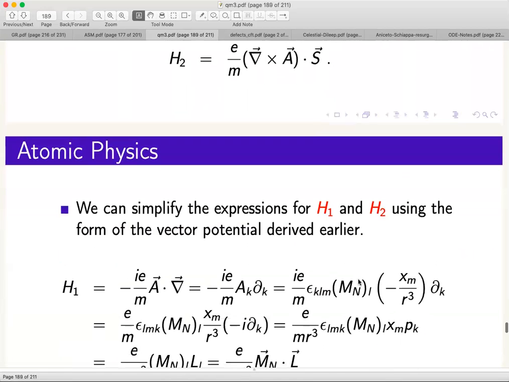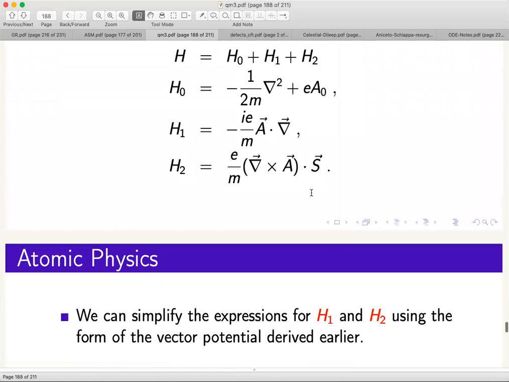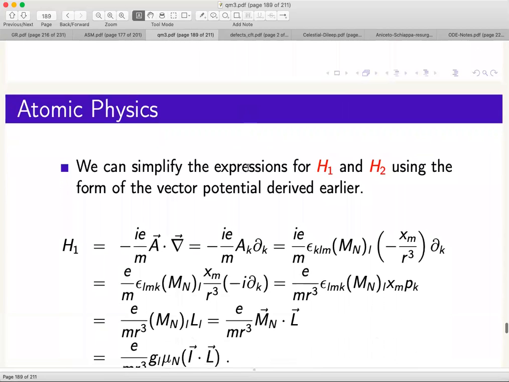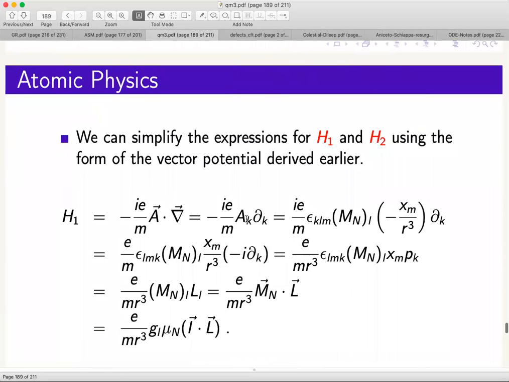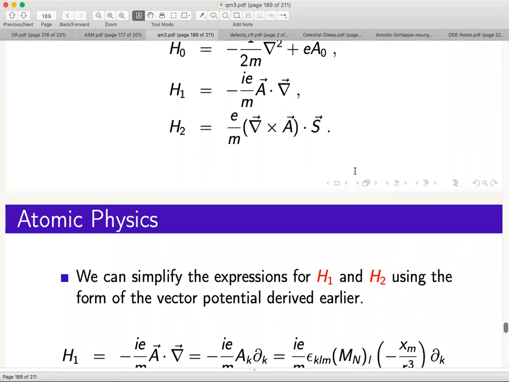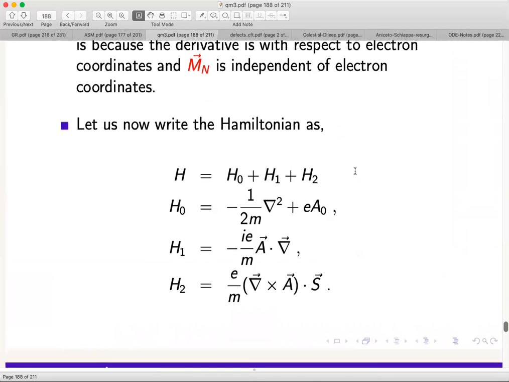Fine. So we will simplify these expressions one after the other. Let's look at first H1, which is the A dot del piece, and we will substitute the form of A, which is coming from the nuclear magnetic moment, and that expression is given by epsilon KLM MNL times XM by r cube, with del K acting on something on the right hand side. So this term comes because A involves the gradient of 1 over r.